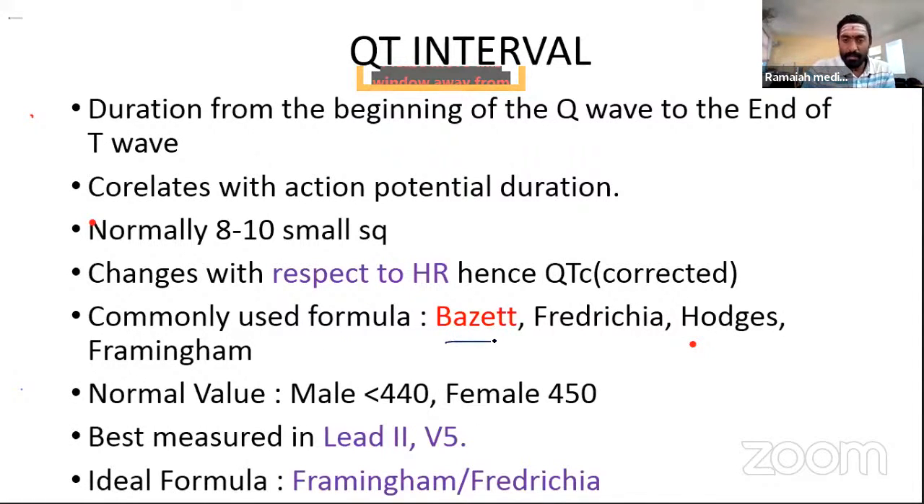So the commonly used correction is Bazett's; others are Fridericia, Hodges and Framingham. Each of them has its own advantage and disadvantage. We'll see that whenever we cover long QT syndrome in the further arrhythmia section. The normal value in male and female is very different. Male it is 440, female it is 450. And what are the best leads to measure the QT interval? It is lead 2 and lead V5. That is the importance. And there have been many studies that say that Framingham or Fridericia have a better ability to correct the QT than the others.